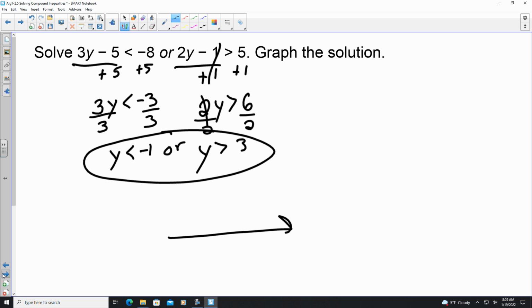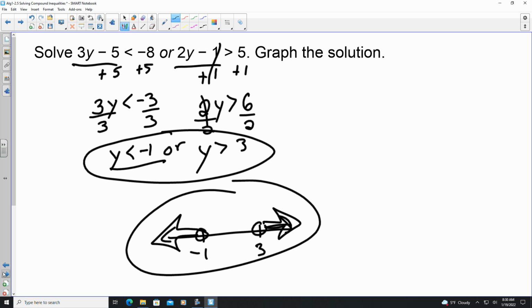So when I graph this, I kept the variables on the left-hand side for both. -1 is smaller than 3. They're both either just less than or greater than, so they're both open circles. Looking at this one, arrows pointing to the left, I shade to the left. With y is greater than 3, arrows pointing to the right, I shade to the right. It's consistent with what an or statement should look like when it is graphed. And that is my solution. Here's my graph.